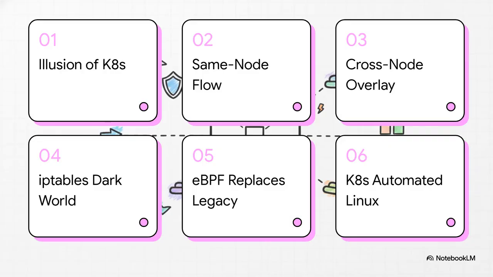Here's our map for today's descent into the under-the-hood mechanics that are actually powering your clusters. We'll start off by breaking down the core illusion of Kubernetes networking, trace some packets on a single node, bridge that terrifying gap across different nodes, explore the hidden dark world of IP tables, look at how eBPF is totally changing the game, and then wrap up with the real truth about what Kubernetes actually is.